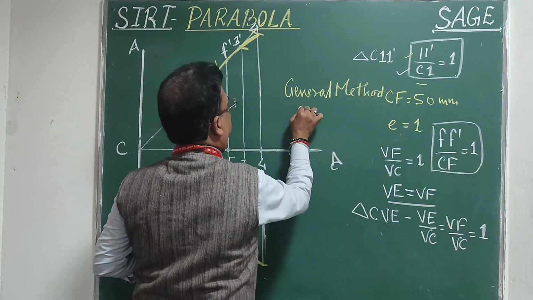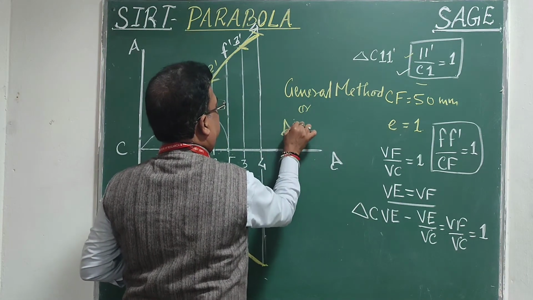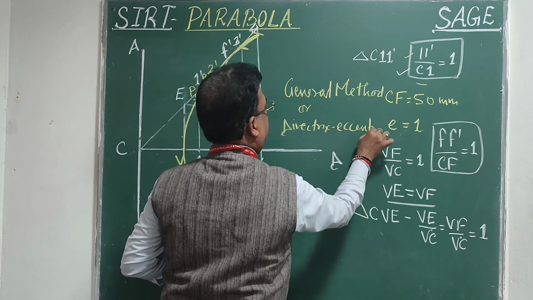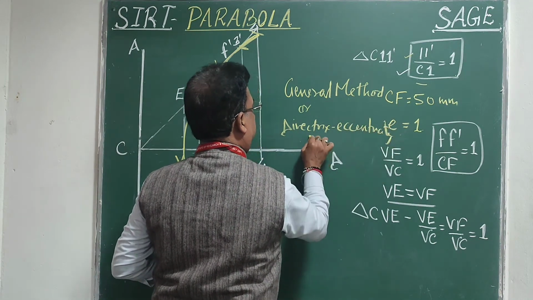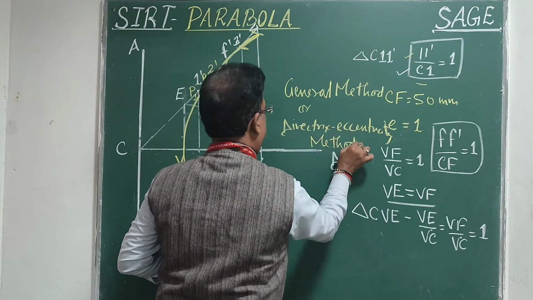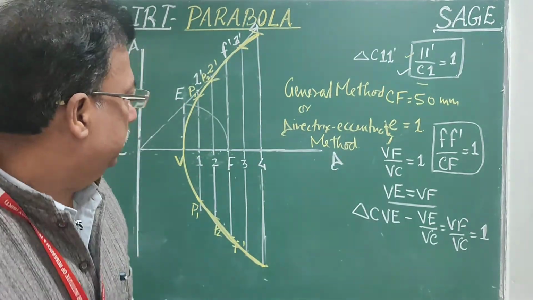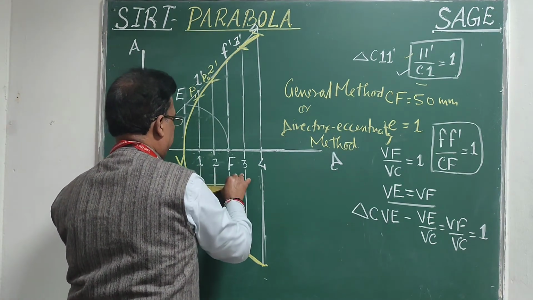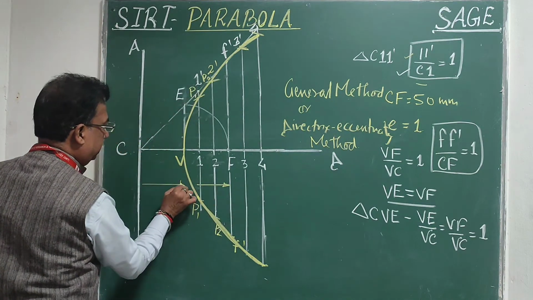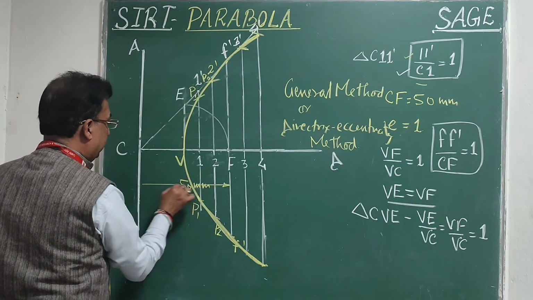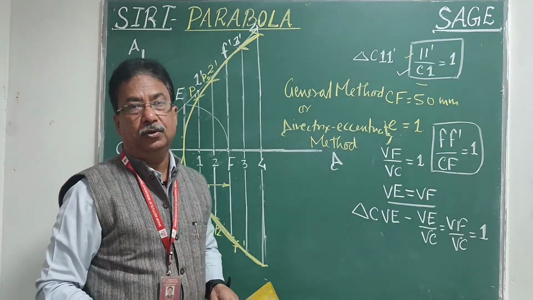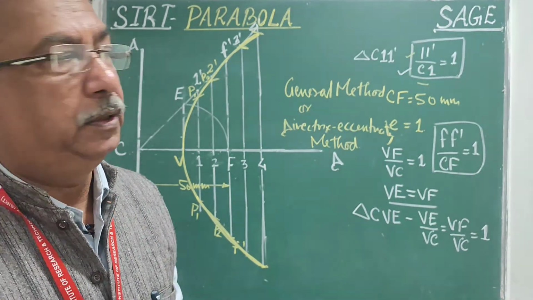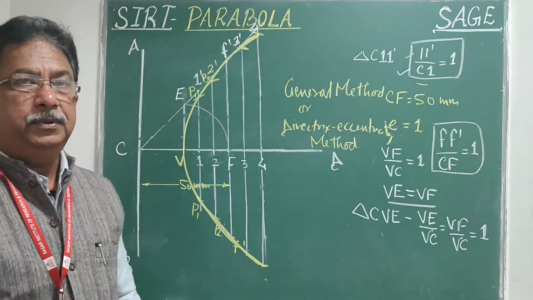Or you can also call that the directrix and eccentricity method. In this particular problem, this distance will be given to us, the distance of the focus from the directrix. So with the same method, now you can also draw an ellipse as well as a hyperbola. So hope you understand the problem.